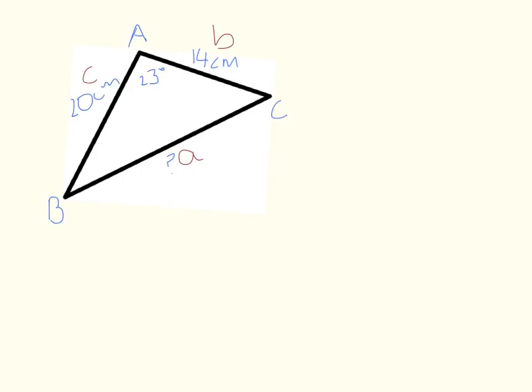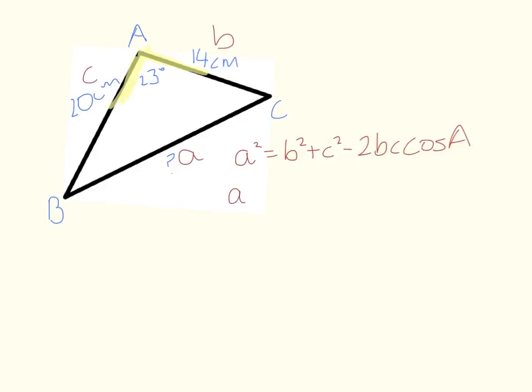What we're going to do is substitute these values into the cosine rule, A squared equals B squared plus C squared minus 2BC cos A. I know to use the cosine rule here because I'm asked to calculate a side and my angle is sandwiched in between two lines that I know the length of.